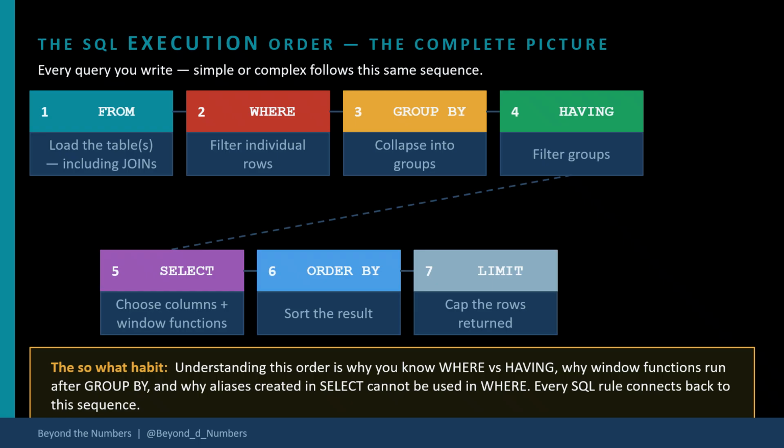Where before having, because where runs at step 2. Having runs at step 4. Window functions after group by, because select runs at step 5 after grouping. Aliases cannot be used in where, because the alias is created in select, which runs later. So every SQL rule connects back to this execution order. I want you to keep this slide. You can screenshot it. It is one diagram that explains everything.